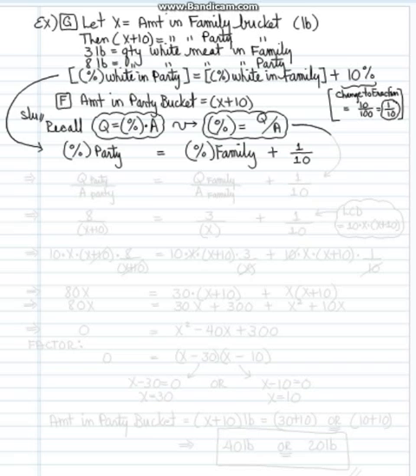Okay, now we're going to use this, percentage equals Q over A, to substitute. So we see the quantity of white meat in the party bucket divided by the amount of chicken in the party bucket. That's going to replace the percentage because that's the same. Percent equals quantity over amount. And that equals the quantity of white meat in the family bucket divided by the amount of chicken in the family bucket plus the 1/10.